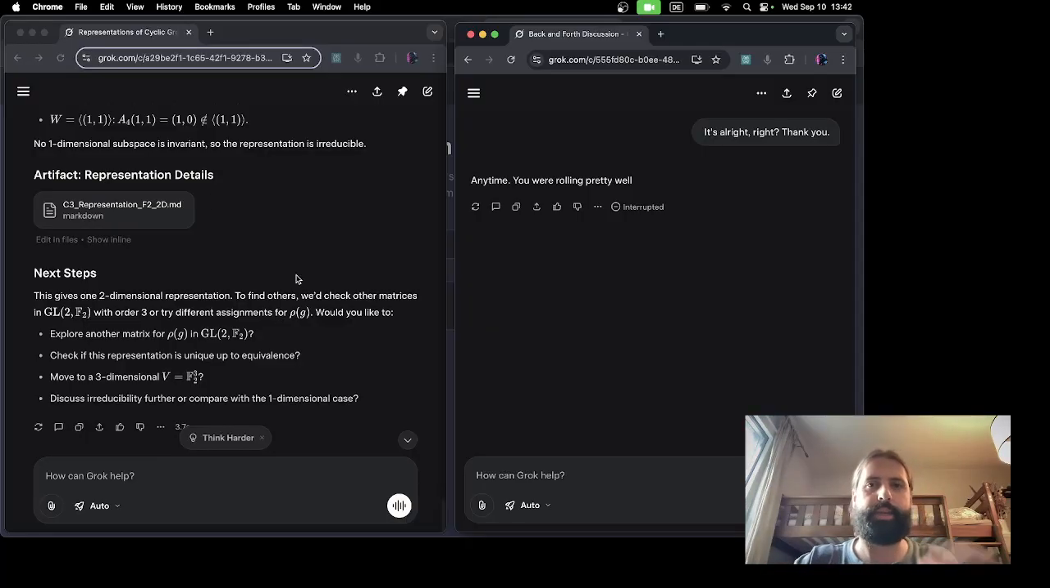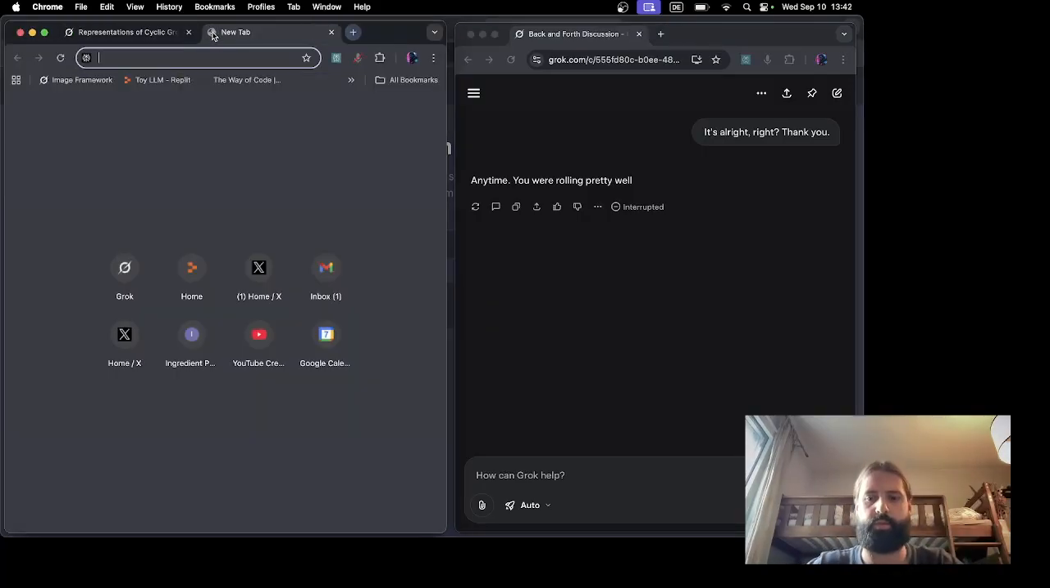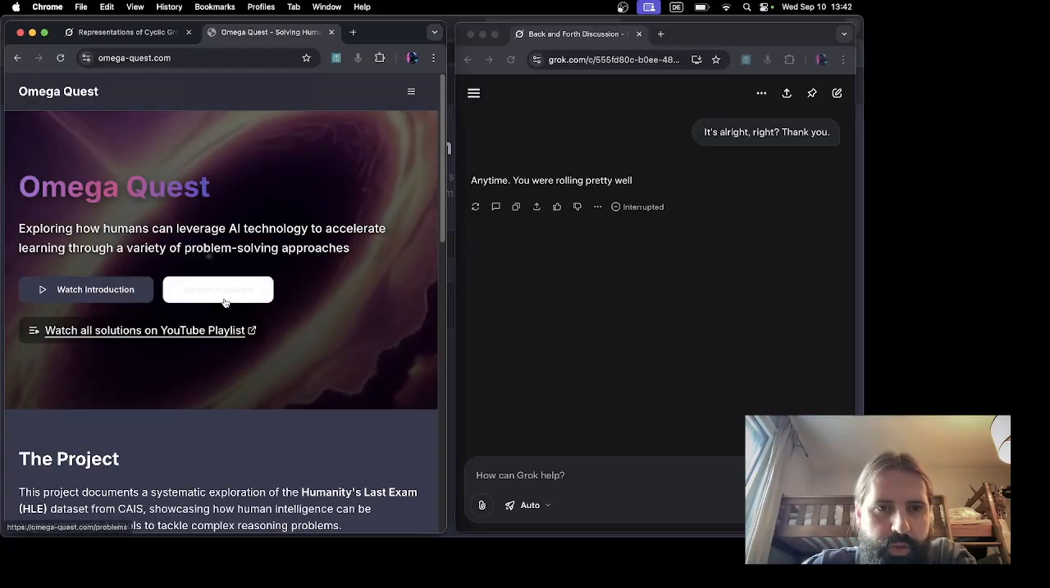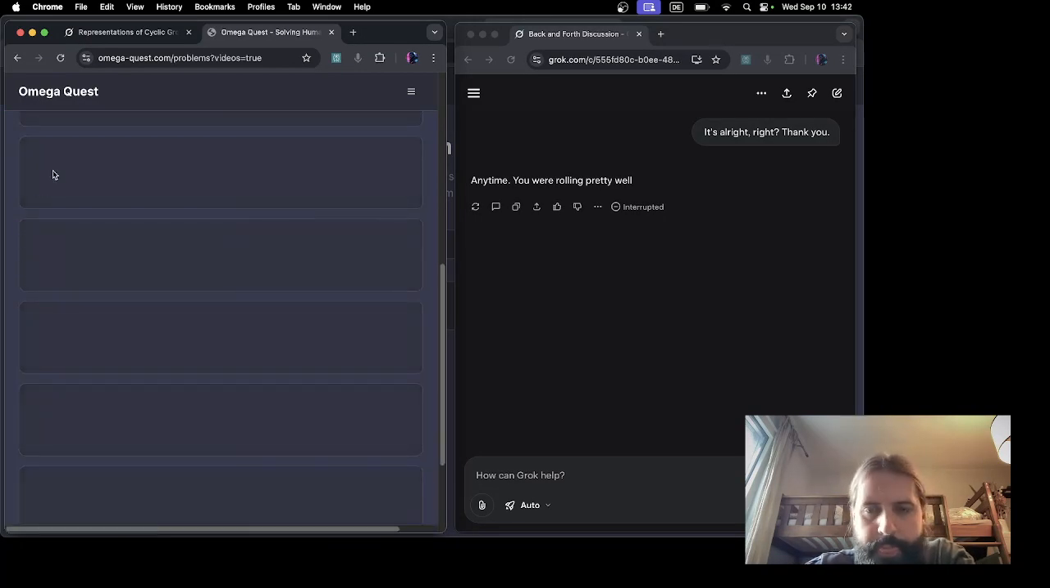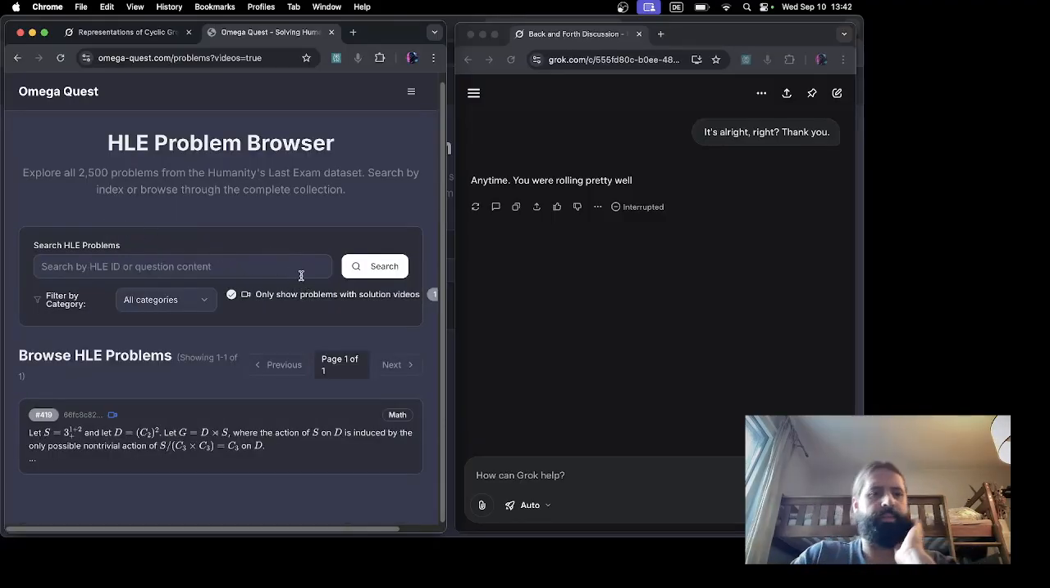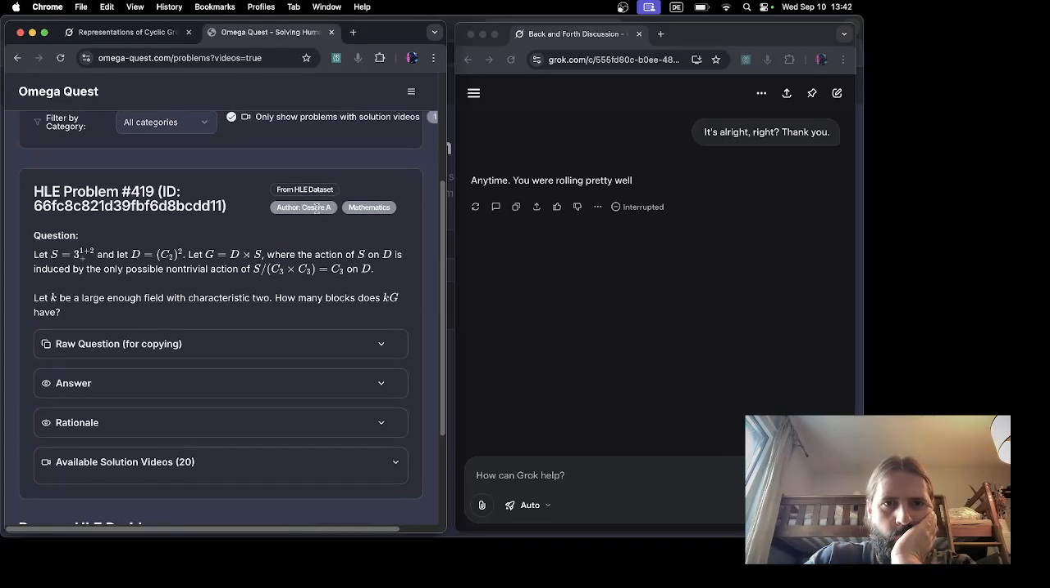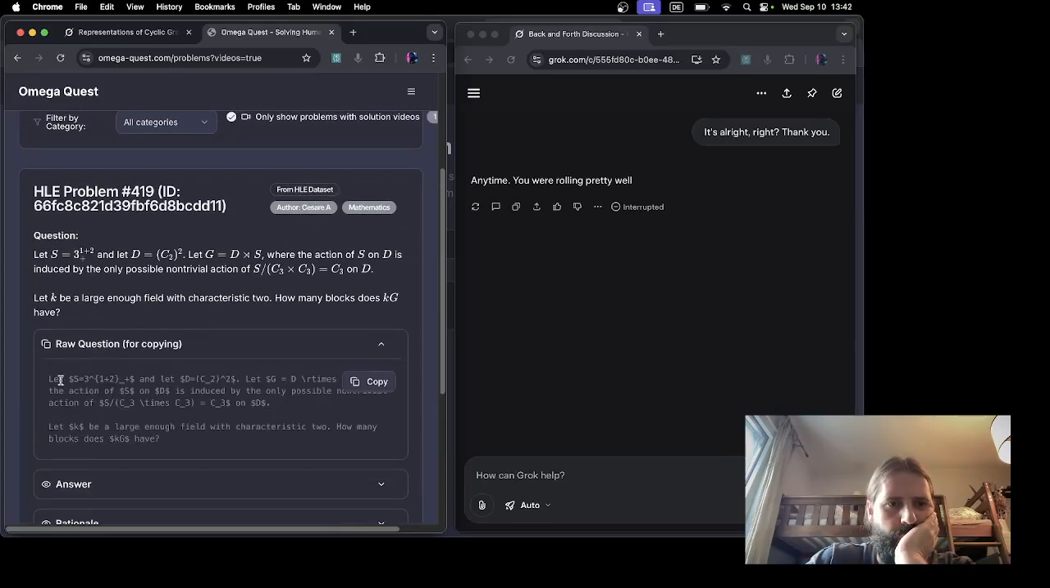So let's go back to the problem that we're working on, and let's see if I can build it again. Exactly, a field with characteristic 2. So that's another thing that we have to put into here. How many blocks? Okay.